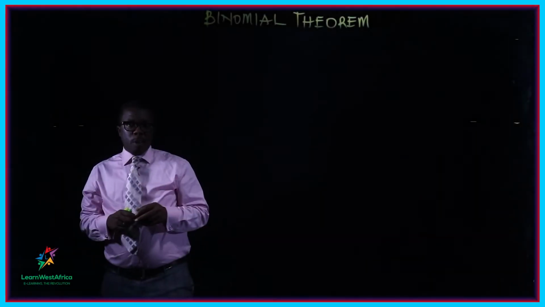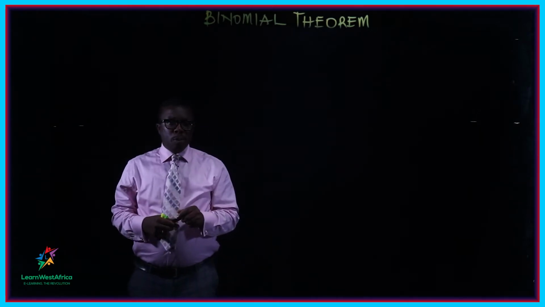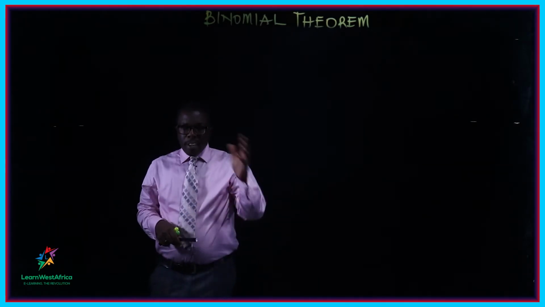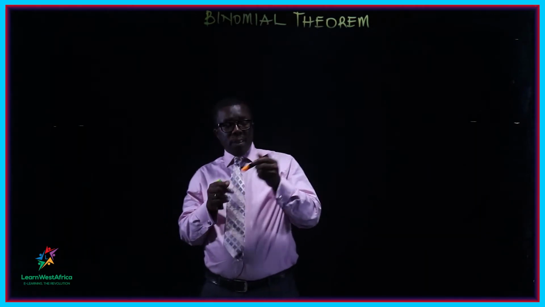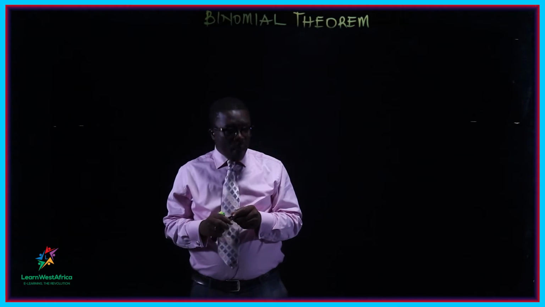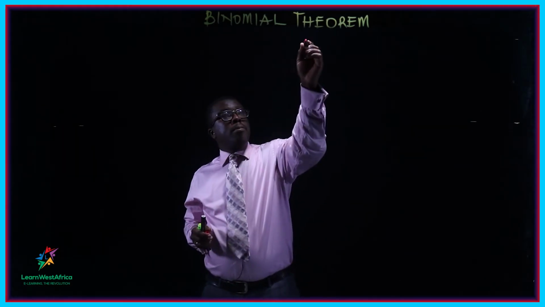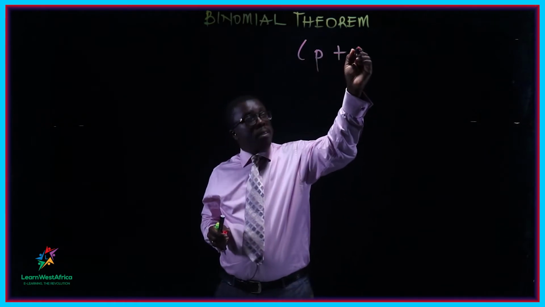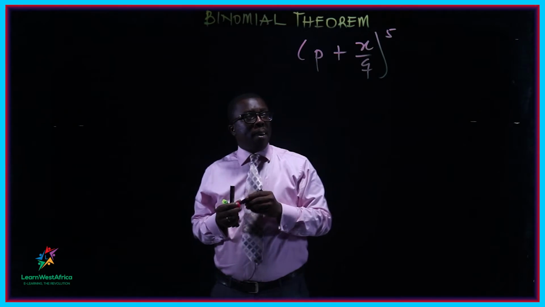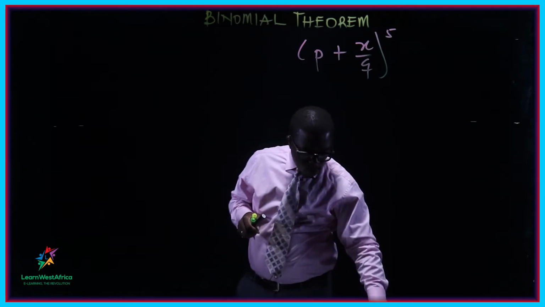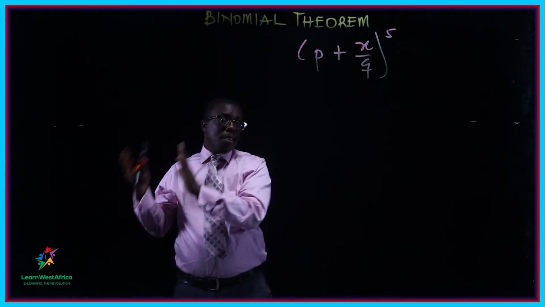Okay, so in this second question, you have another variant of an algebraic problem that we would be required to work out. The problem says that the first three terms of an expansion, and the given expansion that we have in the problem is (p + x/q) raised to the power 5, okay? And we are being told that the first term and the third term are given. We've been given the first term and the third term.